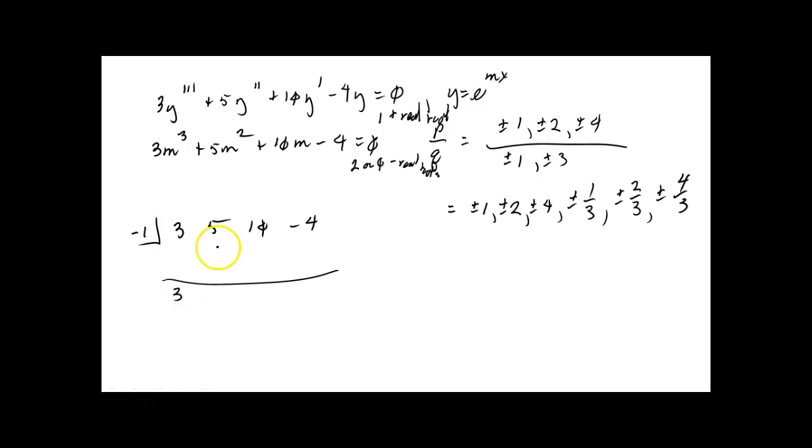Now what? Negative 3, 2, negative 2, 8. No way. No way you're going to get a 0 over there. So negative 1 is not. So positive 1 is not, negative 1 not. Let's go to the next one.